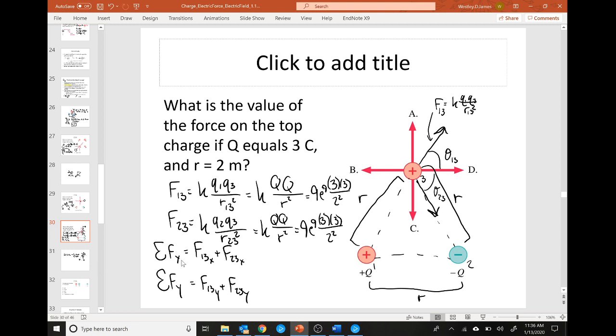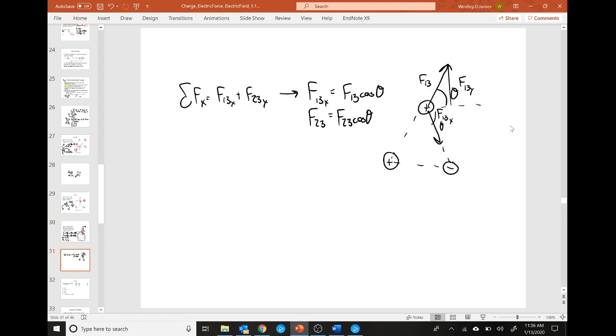The sum of the forces in x is the x components from 1,3 and 2,3. Y is the y components of 1,3 and 2,3. All right, great. Simple, but then the part that gets a little tricky is in finding these components. So I drew this, and then I drew it on the next slide, and we'll go through this. To do that, let's just look at 1,3. Here's our 1,3.